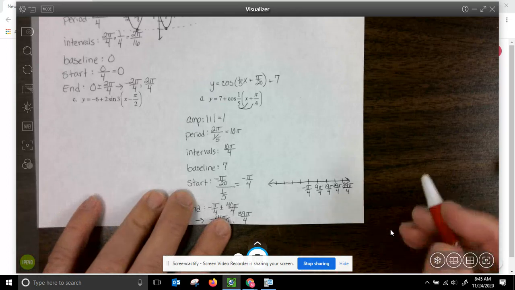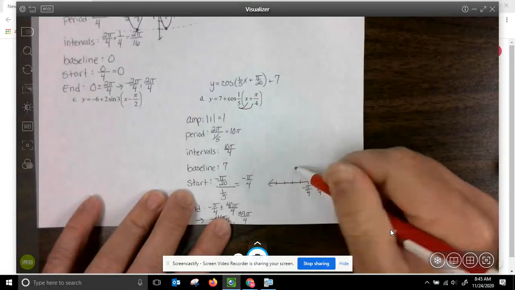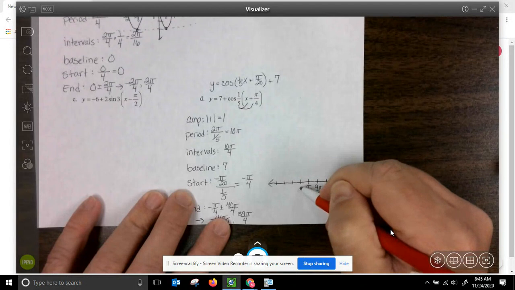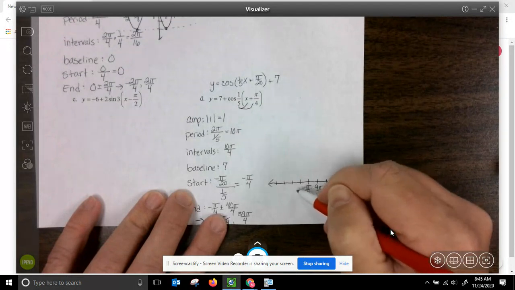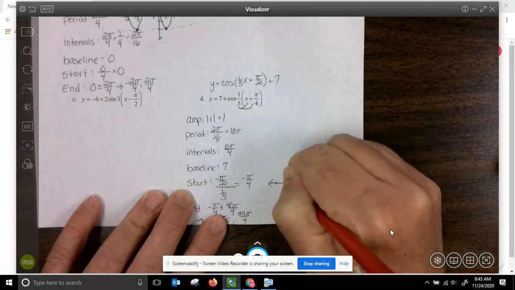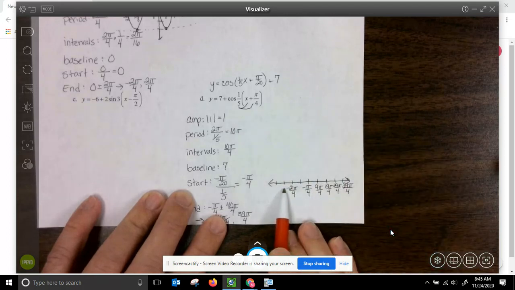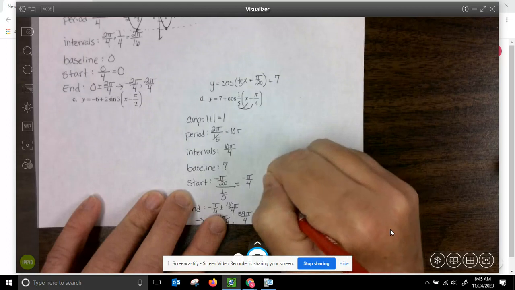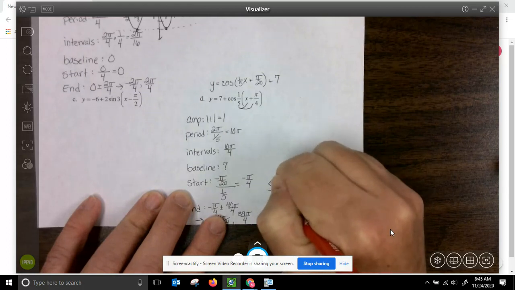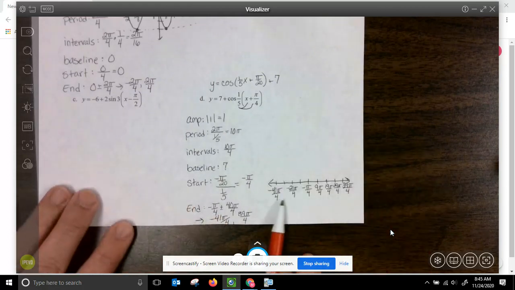All right, subtracting. Here we would have negative 11 pi over 4, but for space, I'm just going to do every other one. So this would be negative 21 pi over 4. This would be negative 31 pi over 4. And this would be negative 41 pi over 4. Again, if we did things correctly, these endpoints should match up, and they do.